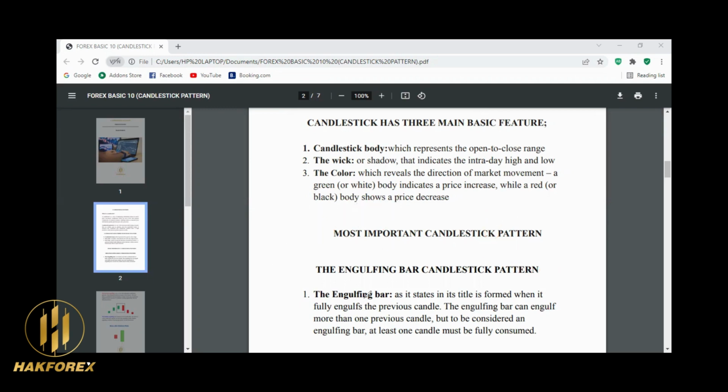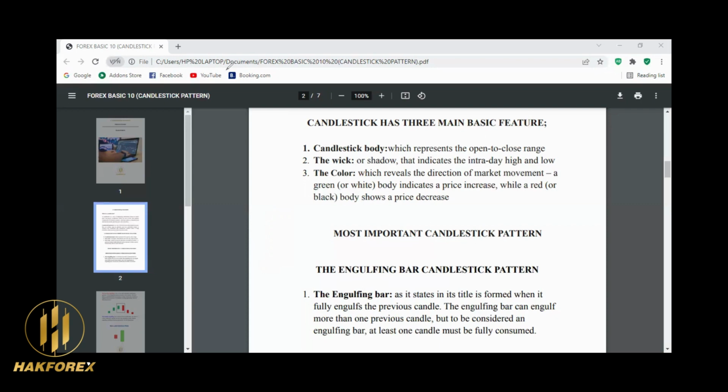Now we have different types of candlestick patterns. The most important candlestick patterns that you need to know as a beginner trader, and that you need to know forever if you're going to become a trader, are what I listed here, guys. Number one is the engulfing candlestick bar.